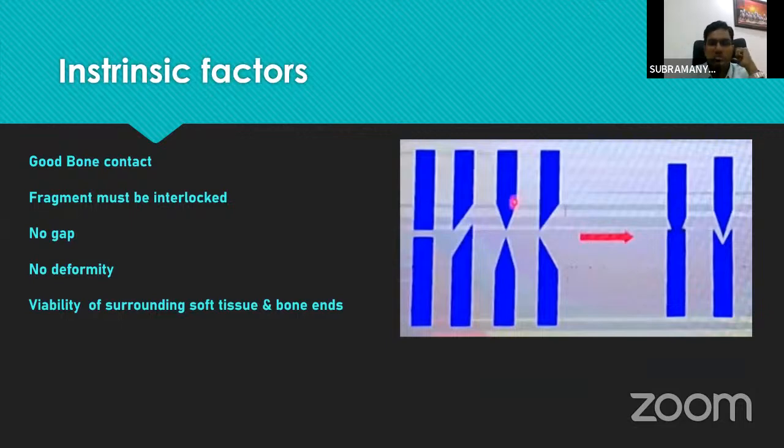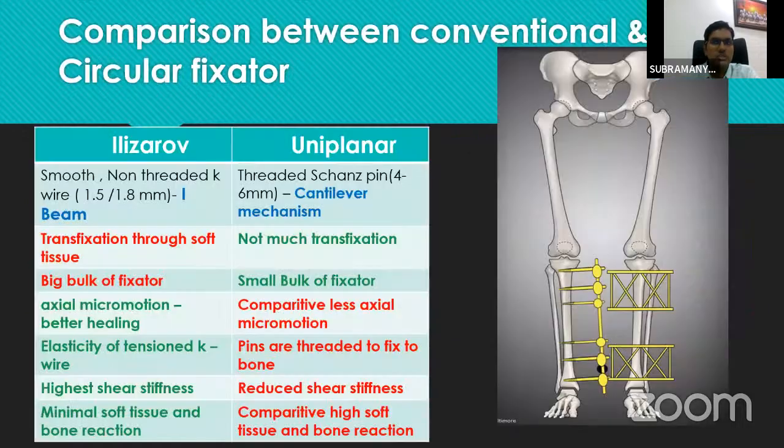So here you can see a transverse fracture or oblique fracture, which is converted into an interlocking pattern to provide good stability. So as much as possible, no gap between the bones, no deformity to be present, and viability of the surrounding soft tissue is of paramount importance.